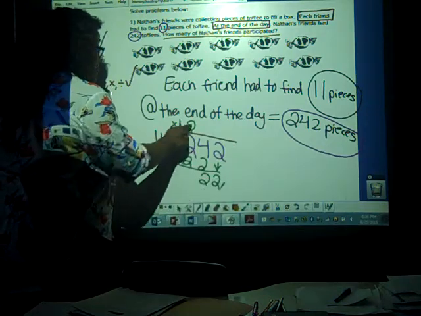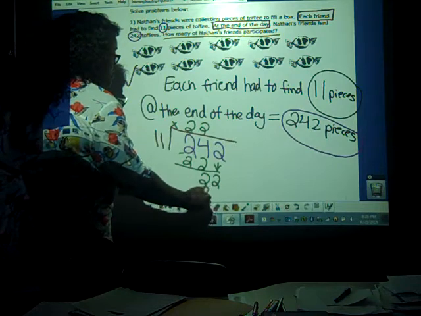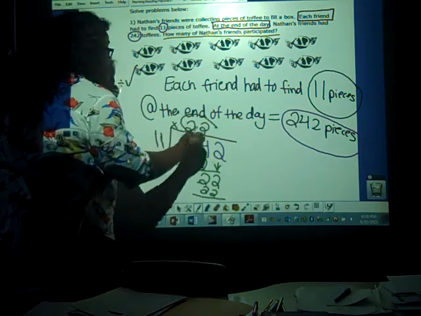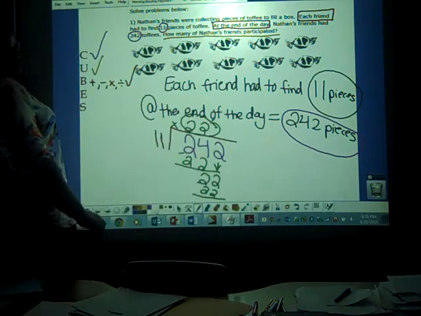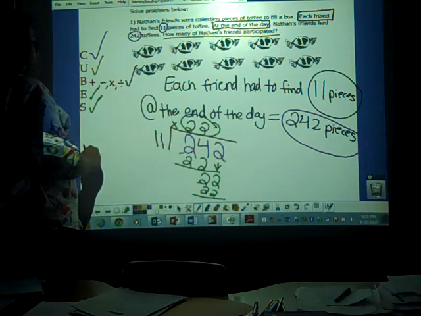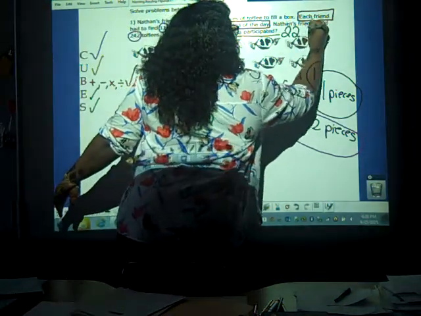Well, I already said that 11 times 2 is 22. So 11 times 2 again is 22. So 22 friends participated. Now let's check this. I evaluated my problem and I solved it. I say that it was 22 friends.